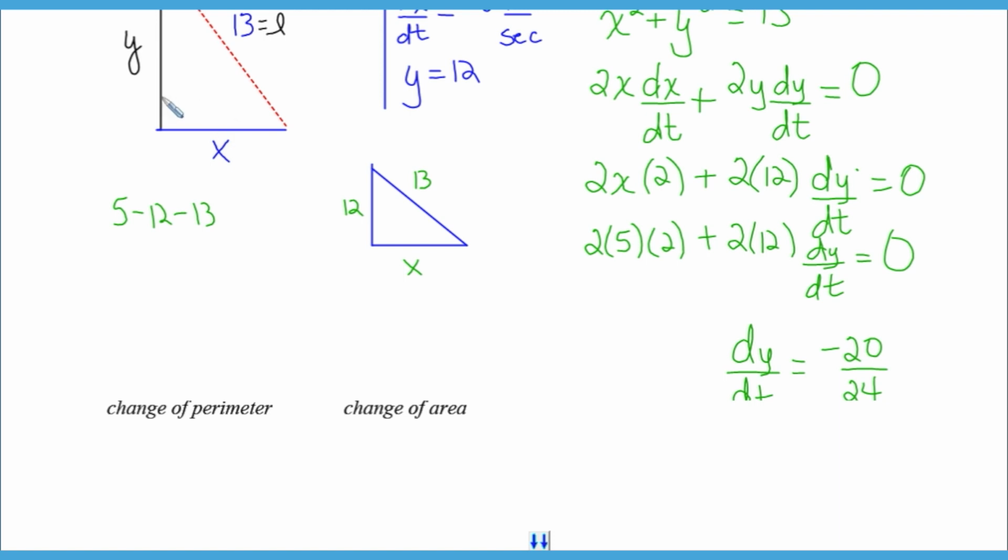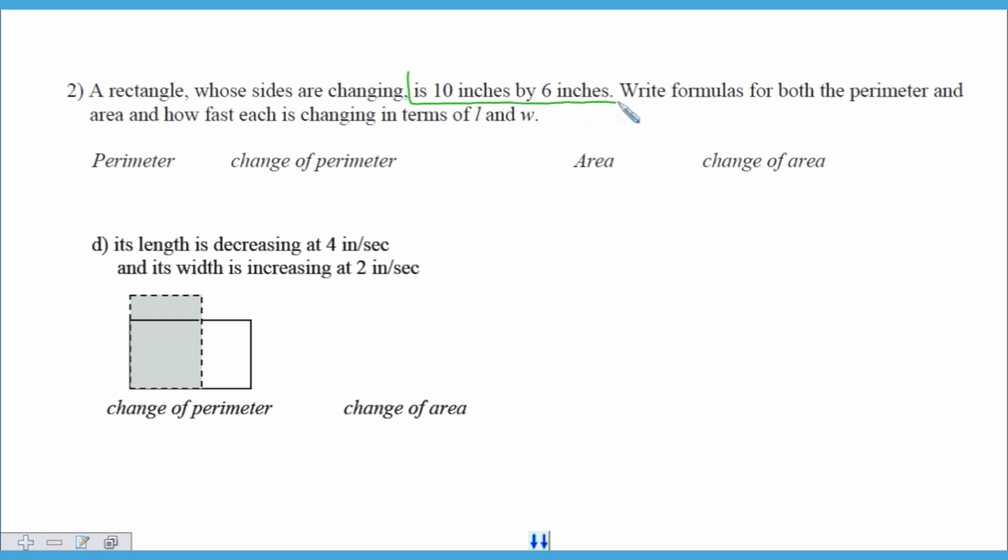It says, a rectangle whose sides are changing is 10 and 6. This is your instantaneous information, like the 12 that we had a minute ago. So this is instantaneous, so kind of know that. They started with this, and I'm kind of going back and looking at it. And so we want to write formulas for both perimeter and area and how fast each is changing. So the perimeter of a rectangle, is it a rectangle?